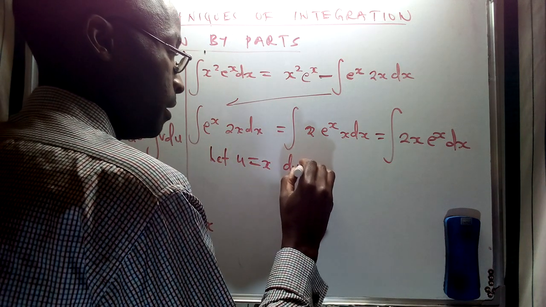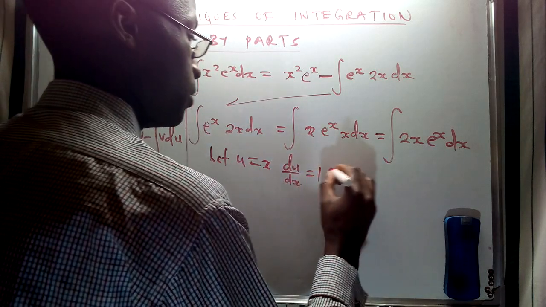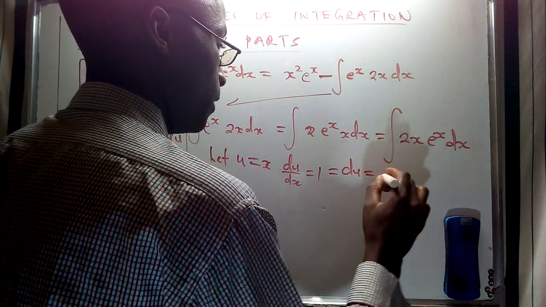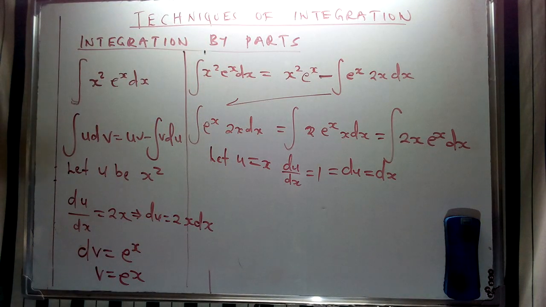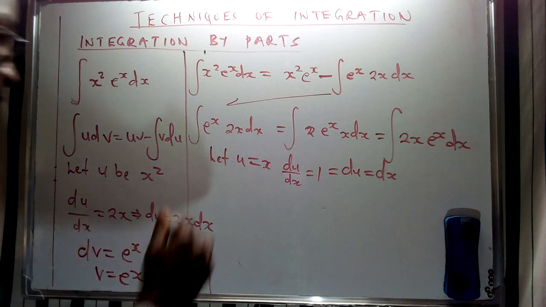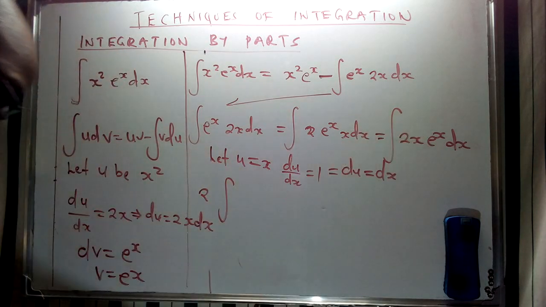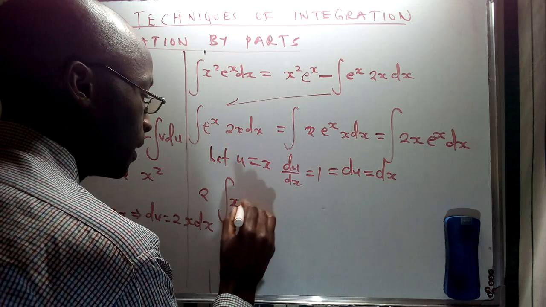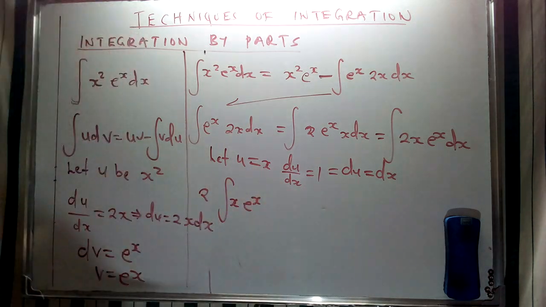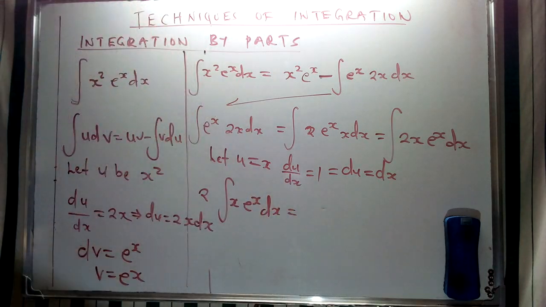So du over dx is equivalent to 1. So this implies that du is going to be equivalent to dx, as we have done for the first case. Therefore, this is going to be given as the integral of this specific part, x e^x dx.